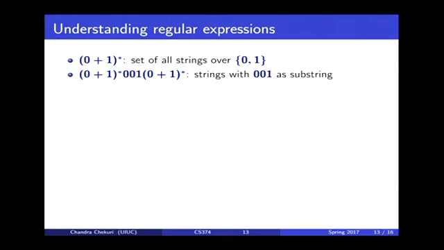Okay. So it is a set of all strings with 0, 0, 1 as a substring, right? All right. What about this? What is 0 star? So it's strings with only zeros, no 1 in that, right? Okay. What about this?